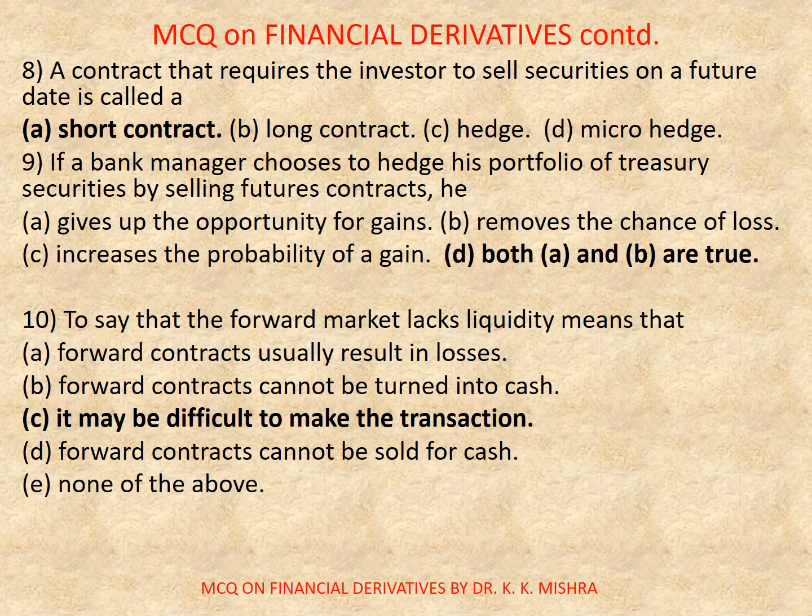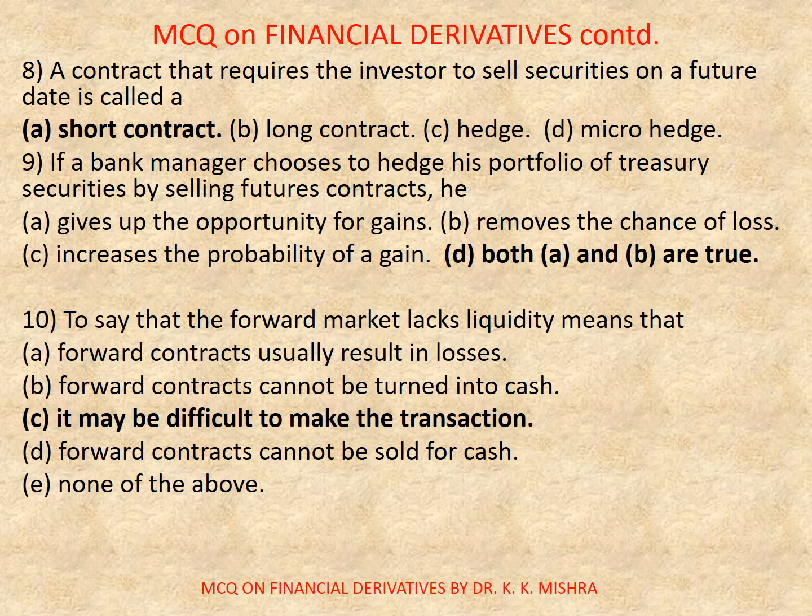Now, question number 8. A contract that requires the investor to sell securities on a future date is called a, options are A. Short contract, B. Long contract, C. Hedge, D. Micro hedge. Correct option is A. Short contract. Question number 9.